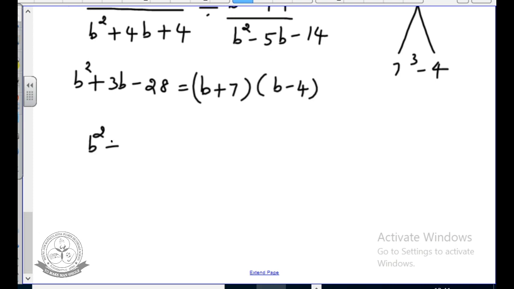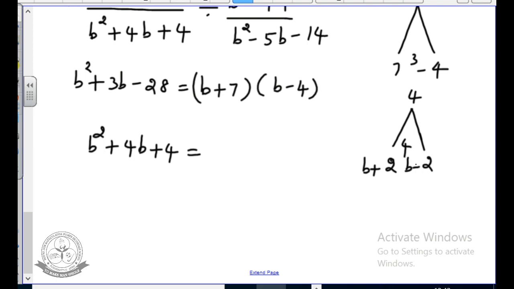The same expression, we are going to take the denominator. b square plus 4b plus 4 is equal to, here you can see this is a very simple one. The multiplication term is 4, the addition term is also 4. So 2 2s are 4. If we add these two, we will get 4. If we multiply these two, we will get the same 4. So the variable is b. So how can we write it? b plus 2 into b plus 2, otherwise b plus 2 the whole square, also correct.